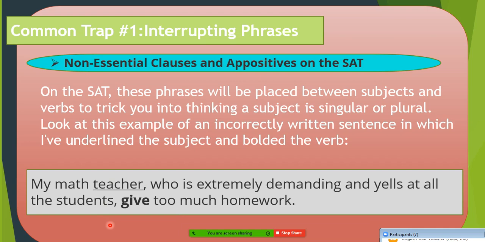Sometimes some people may be tricked, not you of course, because you are smart, but sometimes students are tricked by looking at students and give. So they think that students is the subject and give is the verb. And the subject and the verb here agree because students is plural and give is plural too. So they will think that this sentence is correct.